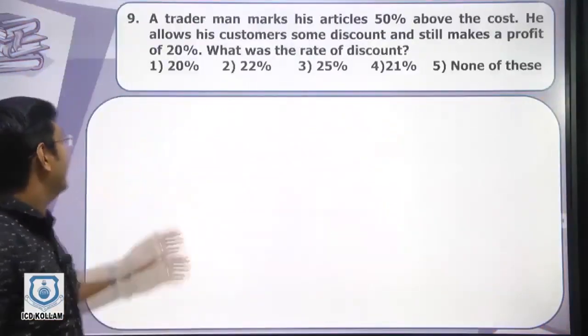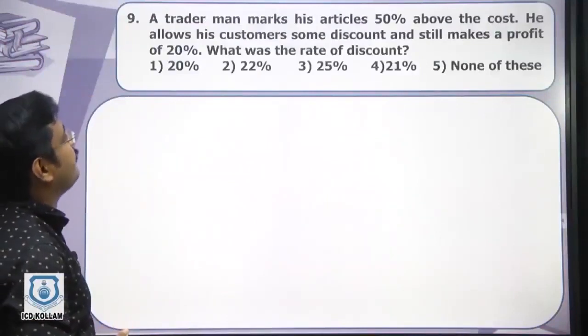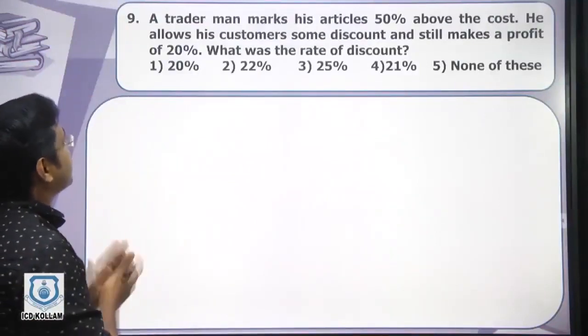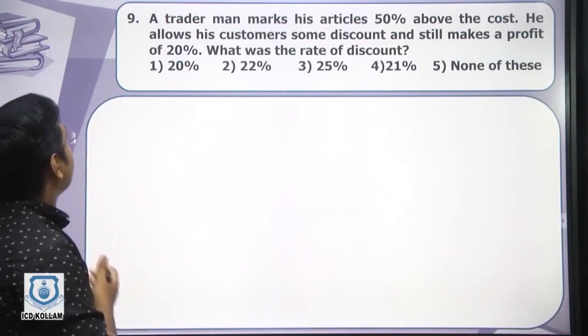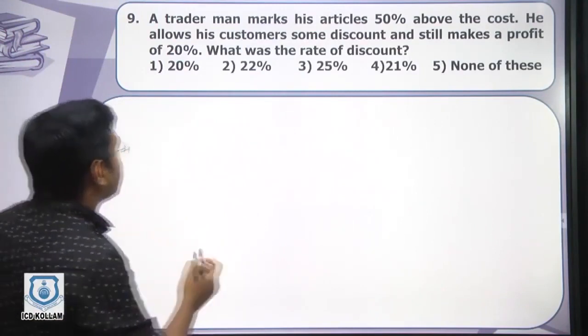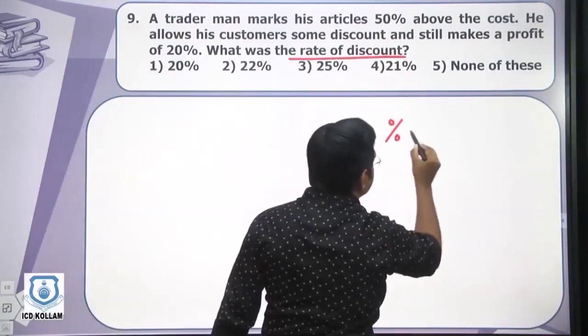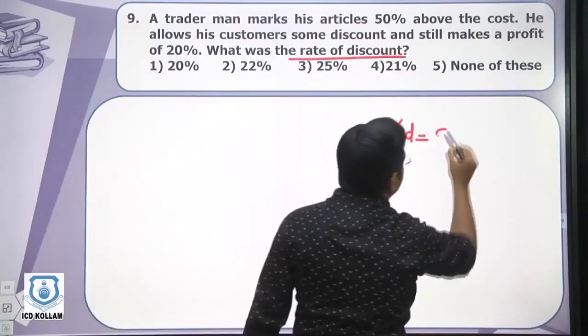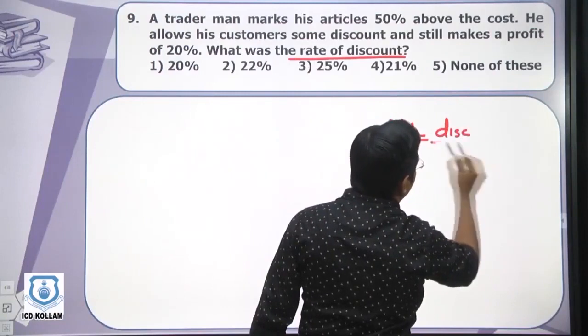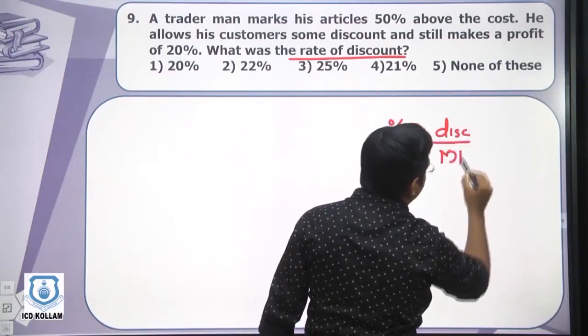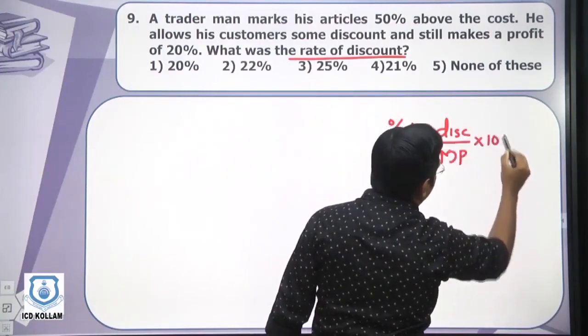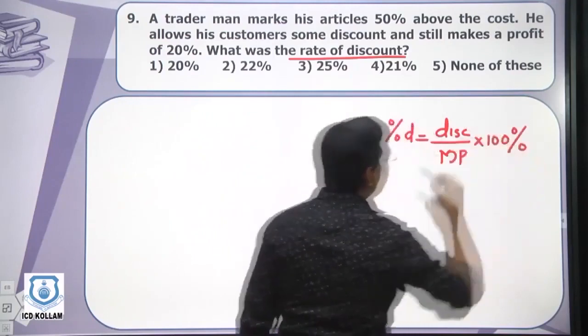Question number 9. A trader marks his article 50% above the cost. He allows his customer some discount and still makes a profit of 20%. What was the rate of discount? So rate of discount means we need to find the discount percentage. Discount percentage is equal to discount divided by marked price into 100. That we know, right? Into 100%. So we should know the discount and marked price.